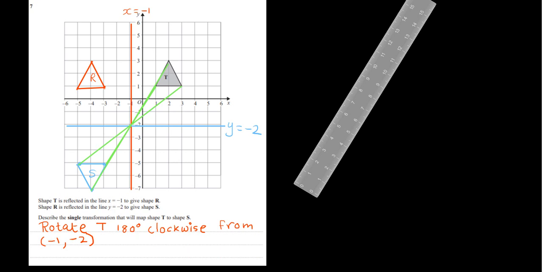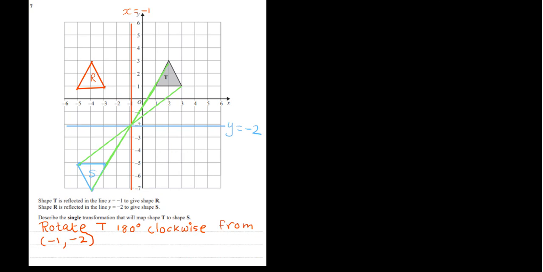Okay, that's fine. And can I move? I need my mouse. Right, we can get rid of the ruler. We'll move on to the next question.